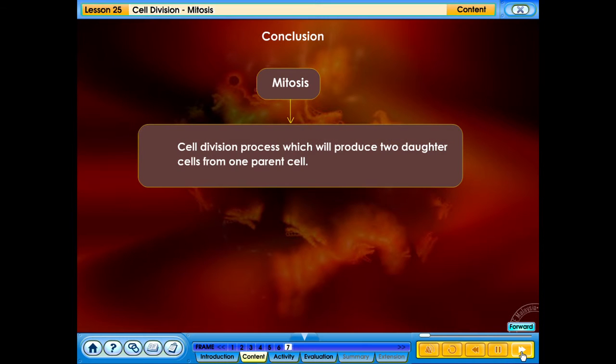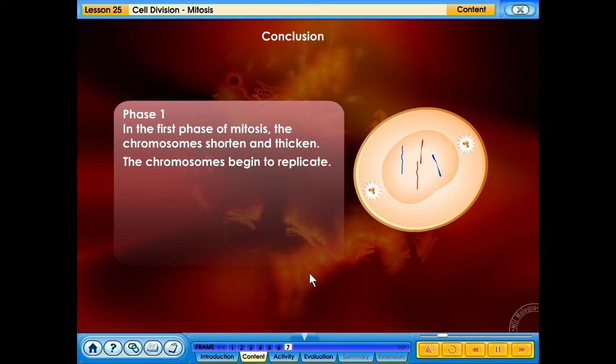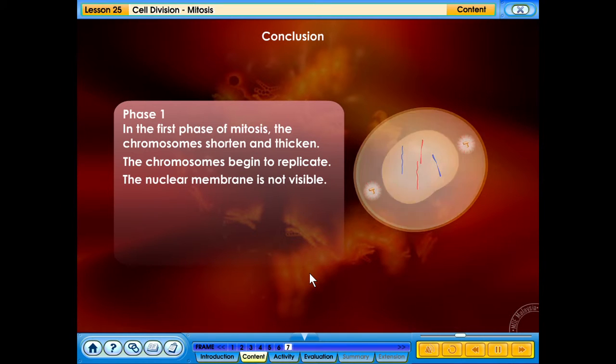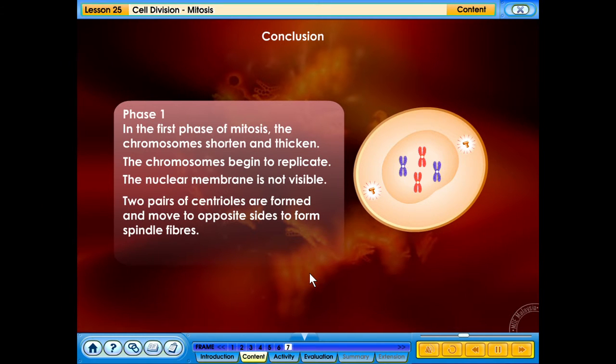Mitosis is a cell division process which will produce 2 daughter cells from one parent cell. There are 4 phases in mitosis. Click the stage. In the first phase of mitosis, the chromosomes shorten and thicken. The chromosomes begin to replicate. The nuclear membrane is not visible. 2 pairs of centrioles are formed and move to opposite sides to form spindle fibers.